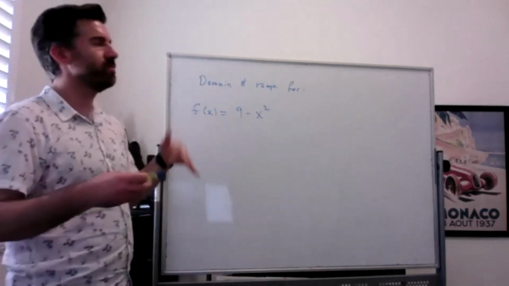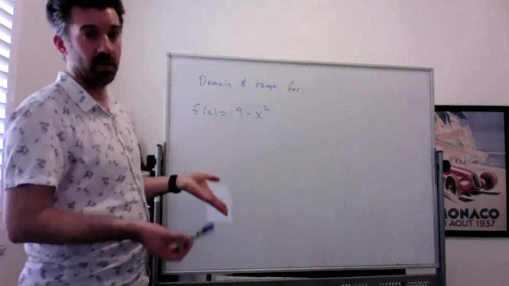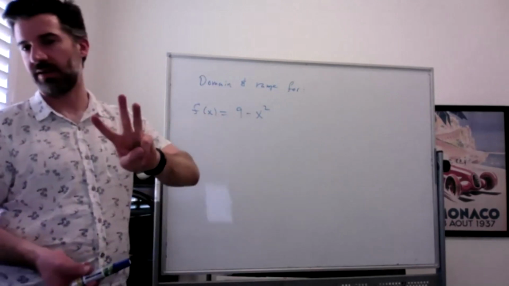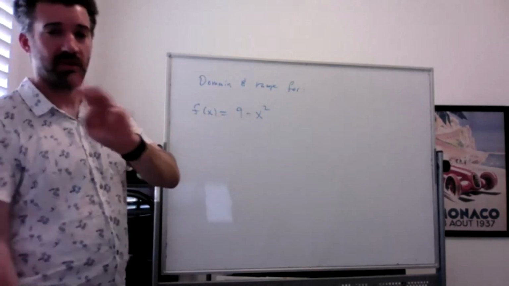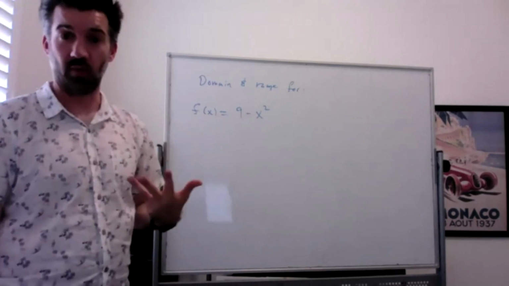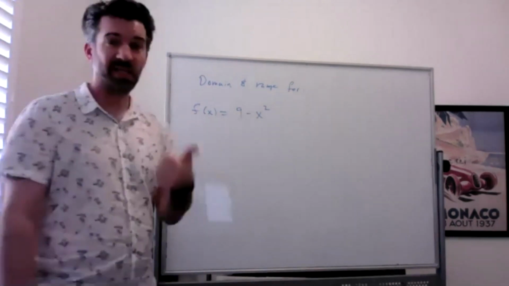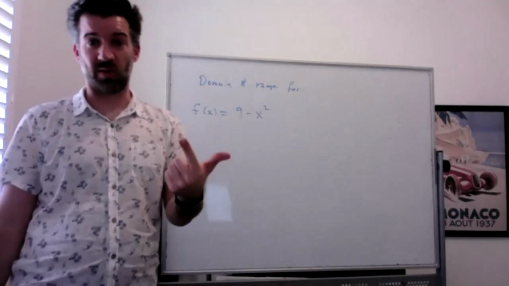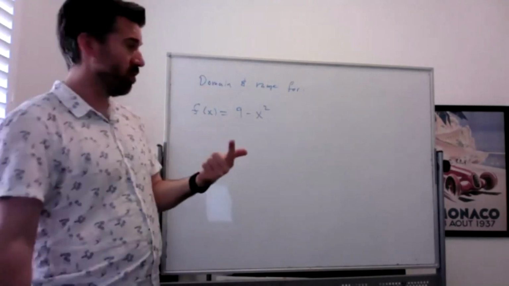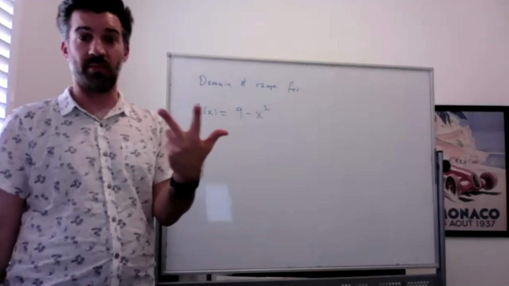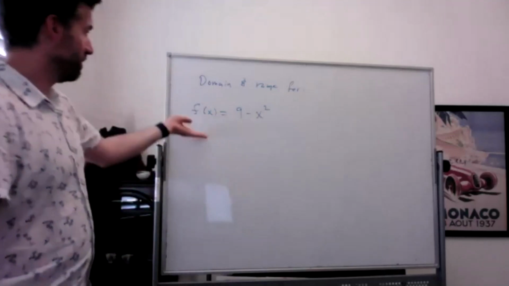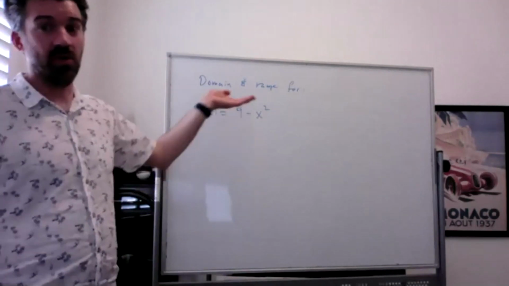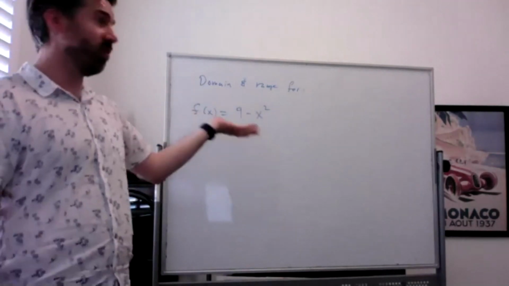So I should say a few things here. When I'm thinking about domain, there's really three things, maybe a fourth one sometimes, but there's really three things I'm looking for. Is there any potential division by 0? Is there any potential square roots of negative numbers? Or are there any logarithms of non-positive numbers? This function does not have any of those things. There's no division, there's no square roots or even roots, there's no logarithms.